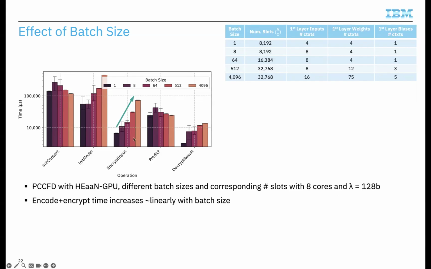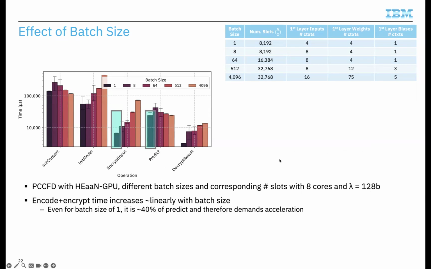So let's look at some analysis. The encode-encrypt time, which is shown here, increases linearly with batch size, because with increasing batch size, if you take a look at the number of ciphertexts, it grows for inputs, weights, and biases, all of them. So it makes sense that the runtime would increase. Another thing to note is that for just batch size 1, the encrypt input time is about 40% of the prediction time. Which means, because you have to do encrypt input every time you do a prediction, it would eventually be a bottleneck, because if you accelerate just the prediction, it's not sufficient. Amdahl's law.